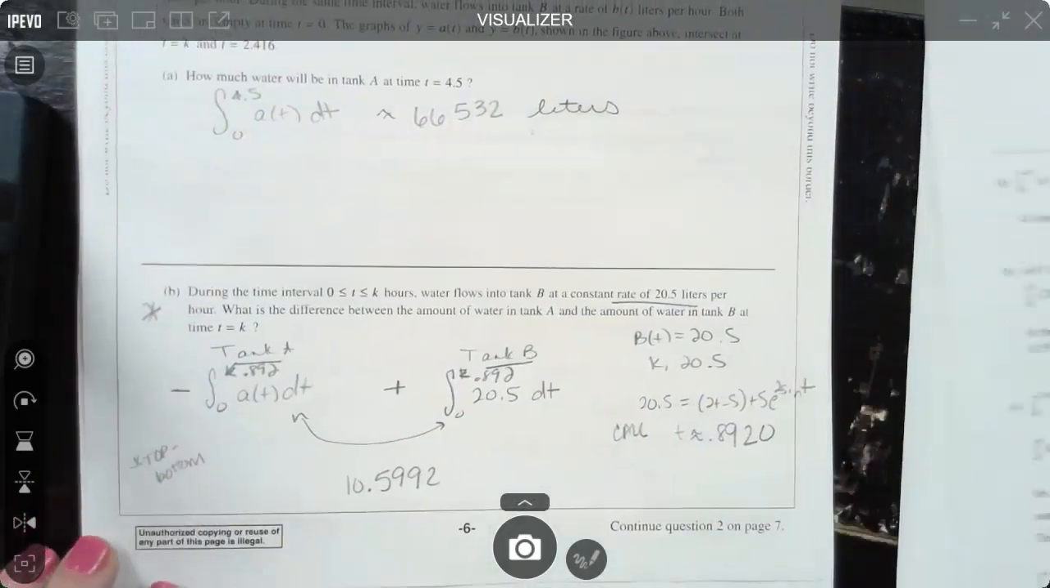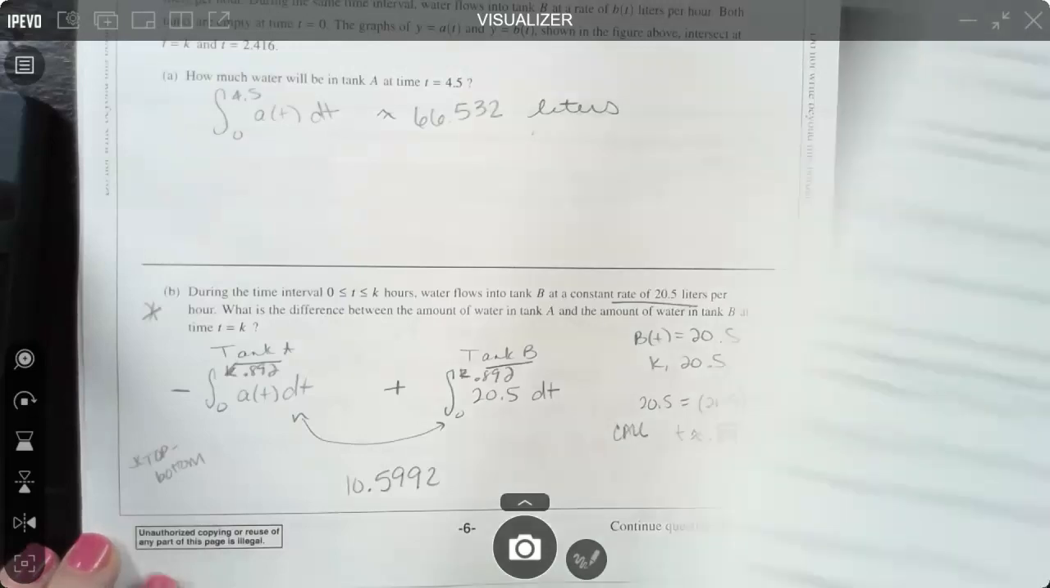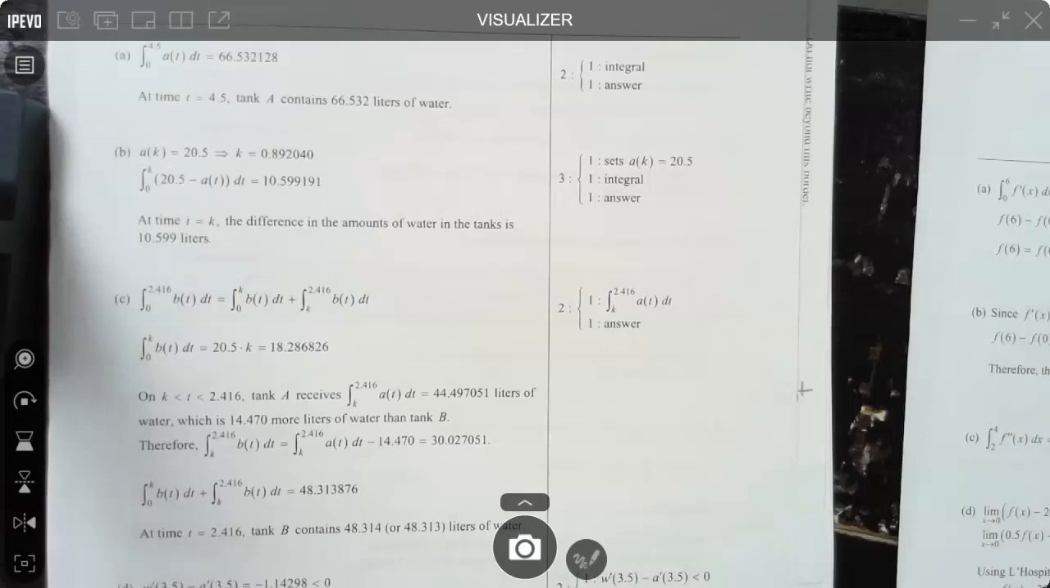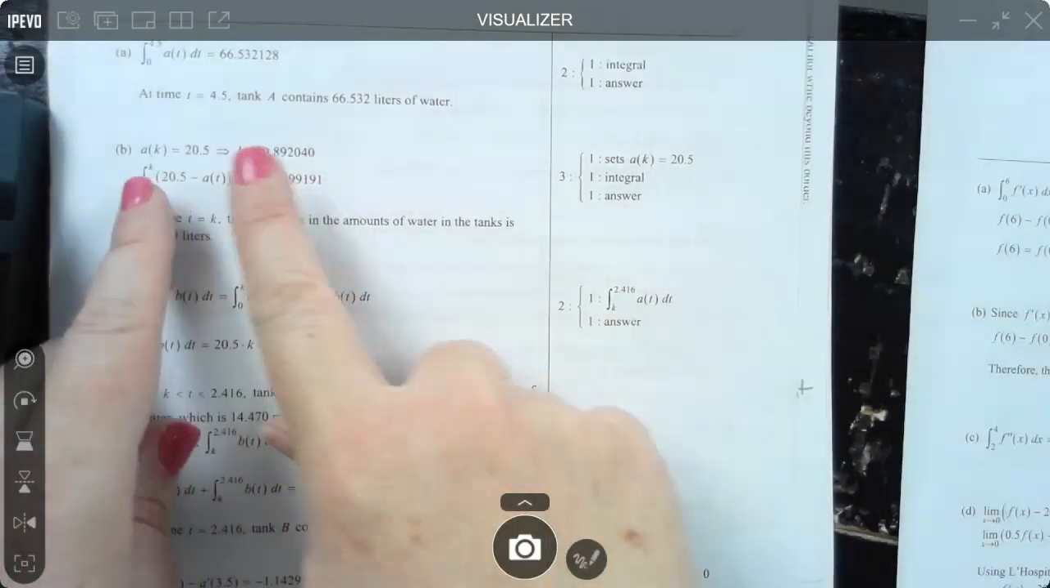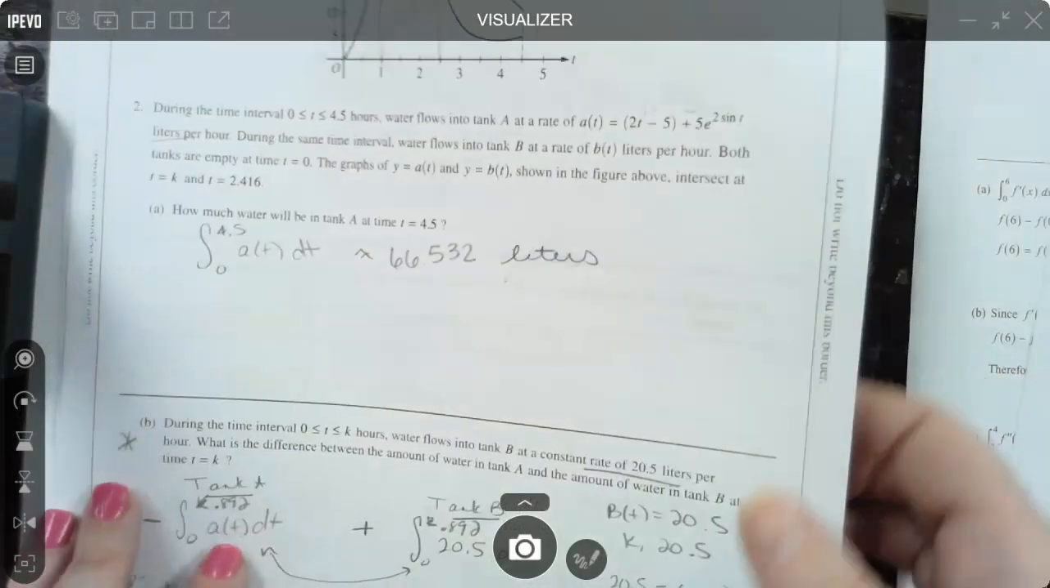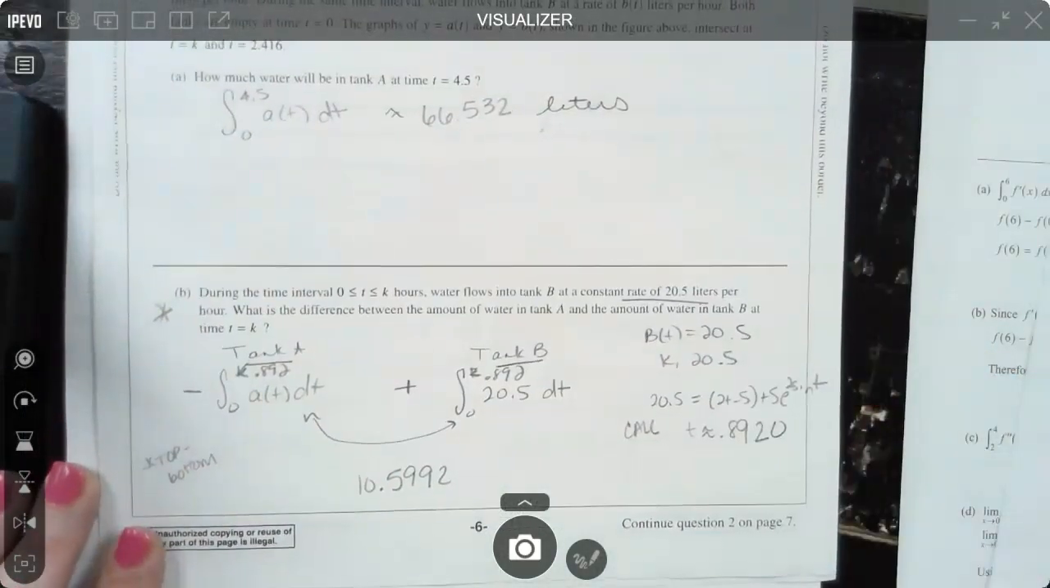You want my integral or their integral? Their integral. They did the same thing, but mine were switched. That's why I had the negative in front of A, and they combined it since it was the same thing. Make sense? These two were hard. I thought these two were terribly hard.